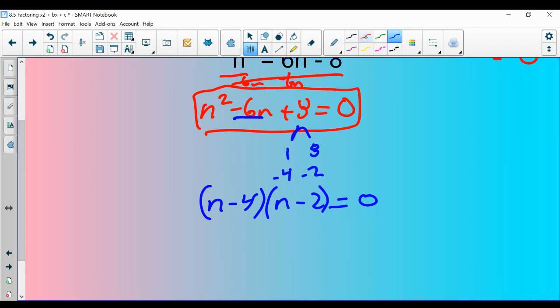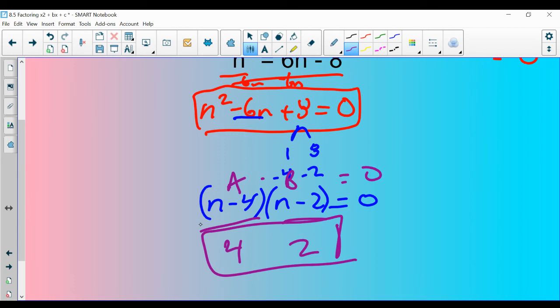From here, remember, we use that zero product property, which says if you have something and you multiply it by something else and you get 0, then one of them must be 0. Well, what makes the first parenthesis 0? That would be positive 4. And the second parenthesis 0, that would be positive 2, and those would be our answers.